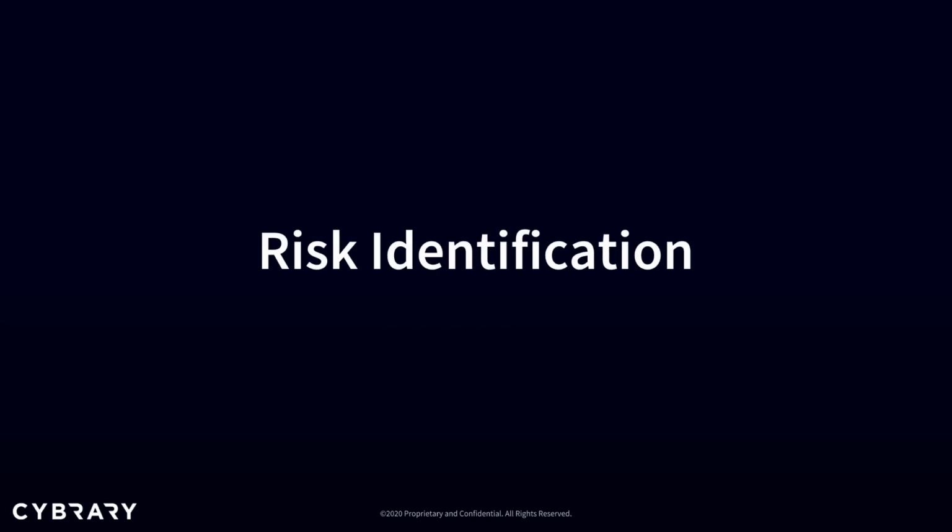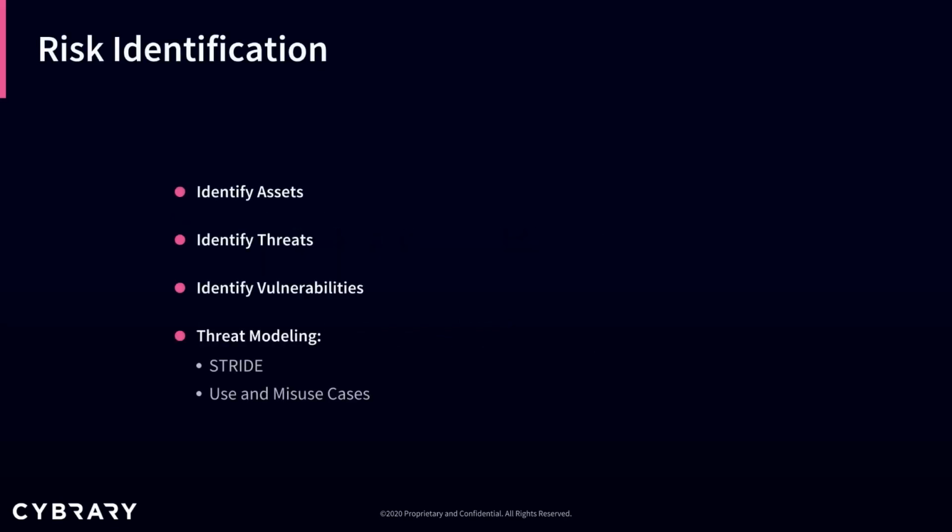All right, so first step, risk identification. There are 3 parts to risk identification we have. Identify assets, identify threats, identify vulnerabilities. Frequently, when we talk about assets in information security, we mean data. So we have to identify the data we want to protect and the value of the data.